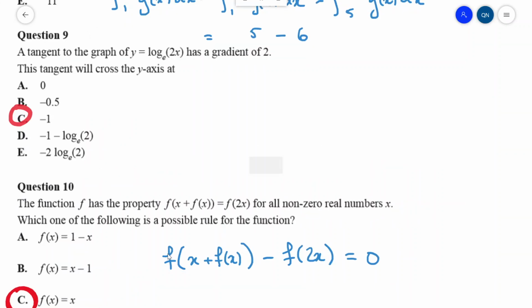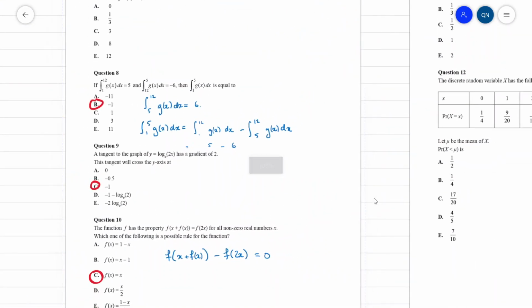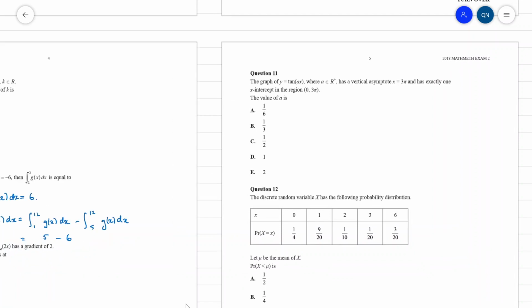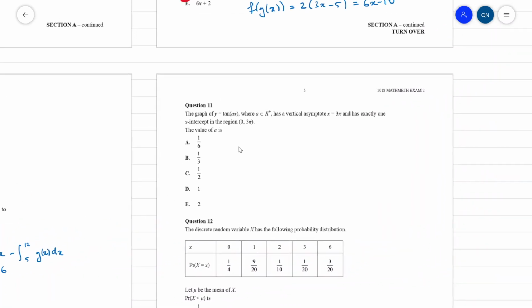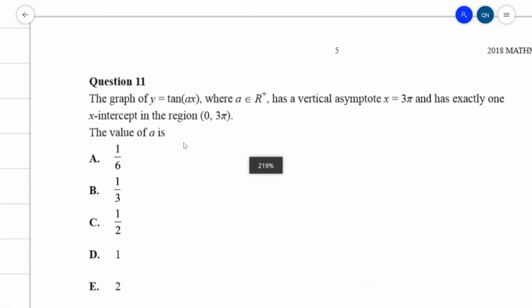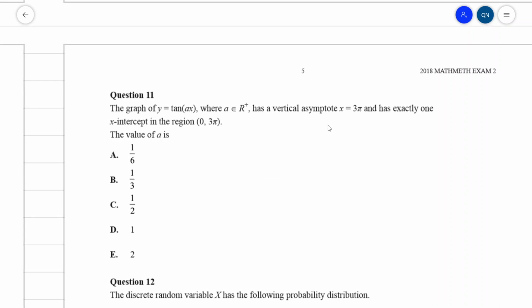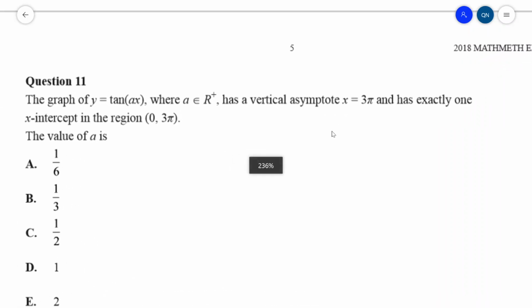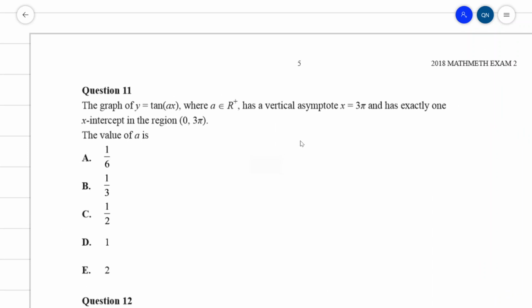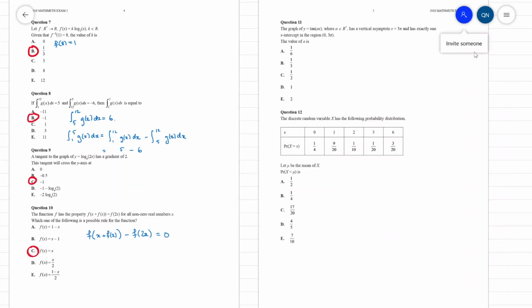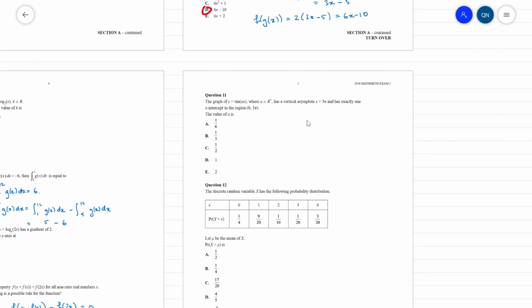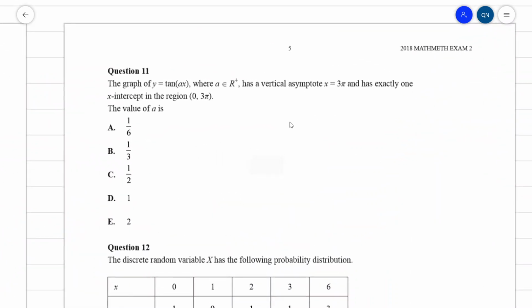Alright, what are we up to? Question 11. The graph of y equals tan ax, where a is a positive number, has a vertical asymptote at x equals 3 pi, and has exactly one x-intercept in the region 0 to 3 pi. So let's draw out a little graph of what's happening here. Here's my x-axis, and what do I know about this? I know that I have a vertical asymptote at 3 pi.